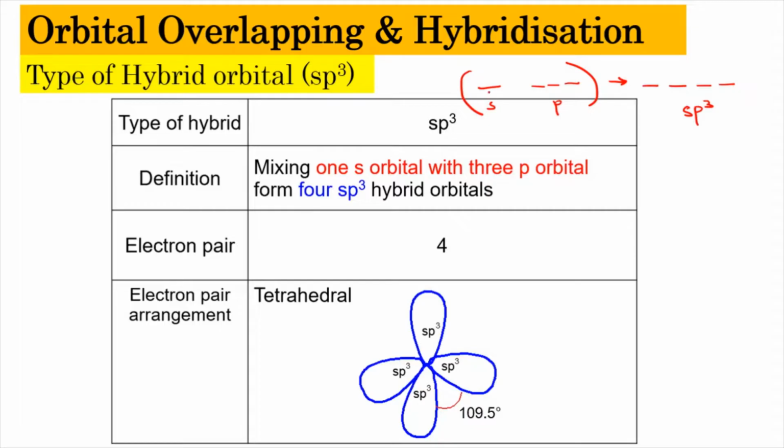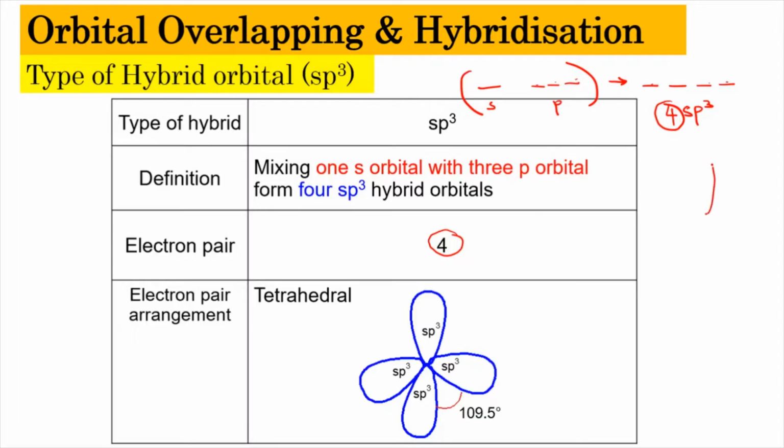The combination of 1 with 1, 2, 3. So it's going to be sp³, and then we're going to have 1, 2, 3, 4. 4 sp³. Seolah-olah macam 4 liter. Okay, and since we are talking about 4 sp³, then we have 4 electron pairs, and the 4 electron pairs refers to the tetrahedral electron pair arrangement. So the way that we're going to draw our hybrid orbital going to be consistent with the tetrahedral shape.